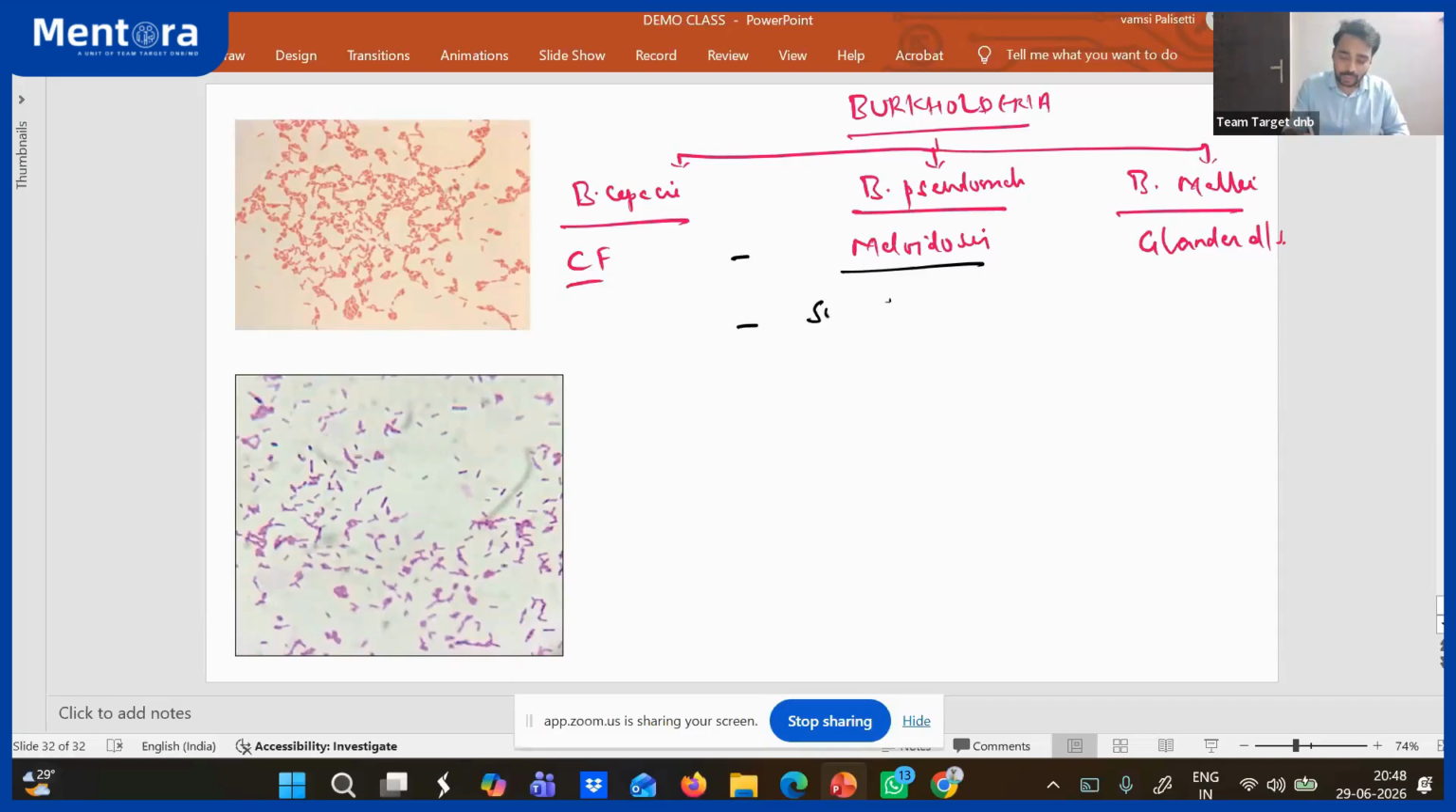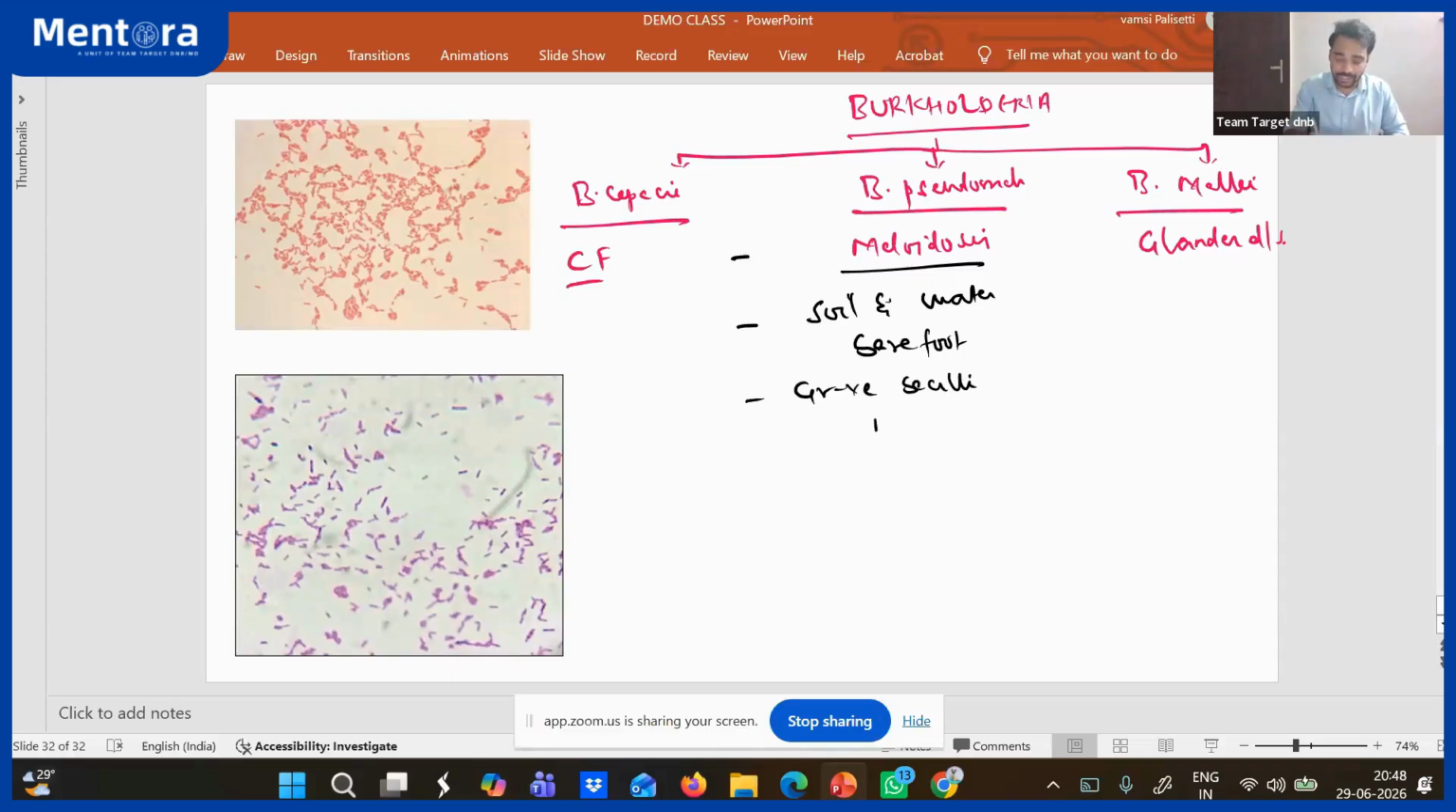It always grows in soil and water. That means whenever there is contaminated water or contaminated soil, because of some drainage, the environment is contaminated, then you will have infection. And any person who is going barefoot, then only this inoculation will happen. Very important. Okay, it's a gram-negative bacilli.